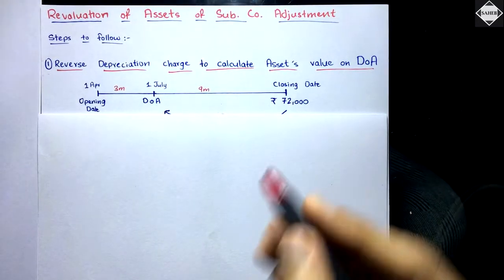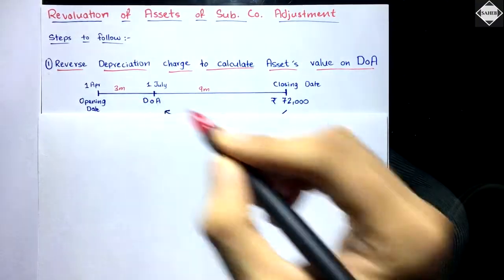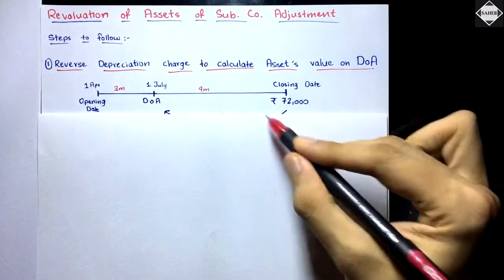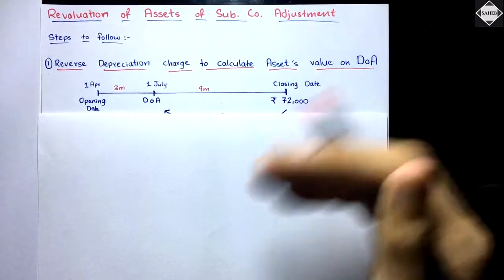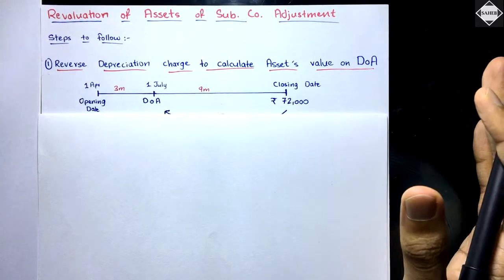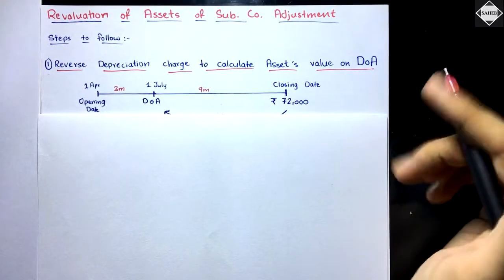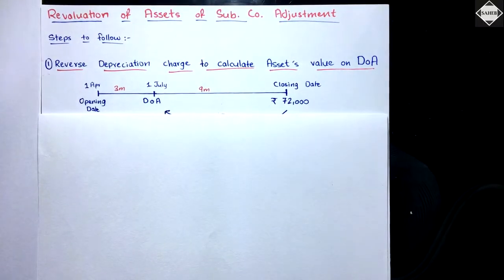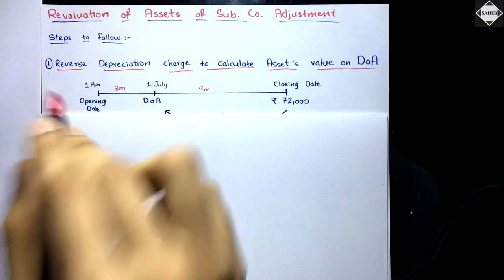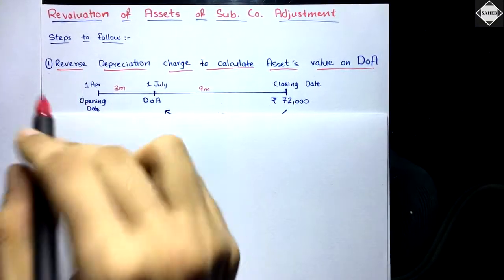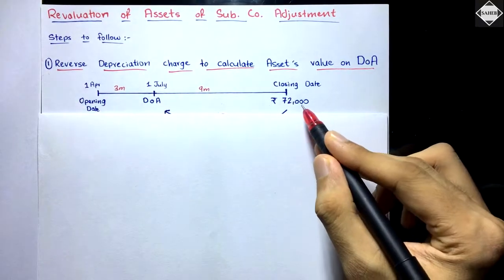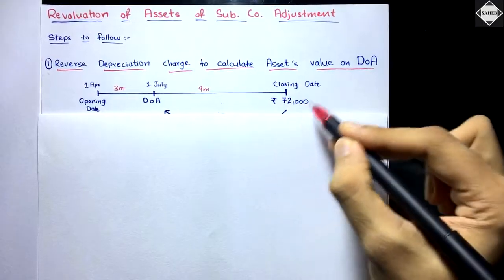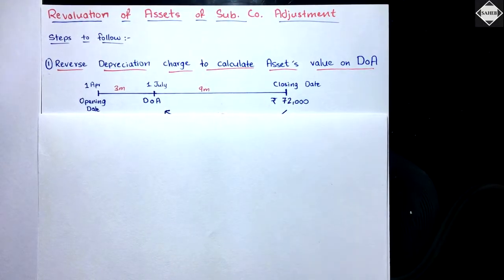So what do we need to do? We need to bring this value to the date of acquisition. It's very simple. This closing date value of the asset is after charging depreciation, and let's say the depreciation charge is 10%. So this 72,000 is at 90%. Whatever the opening value was, we don't know right now. After charging 10% depreciation, it became 72,000 in the subsidiary's balance sheet, and that's the value we have.